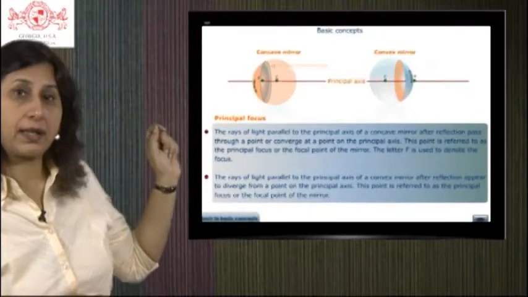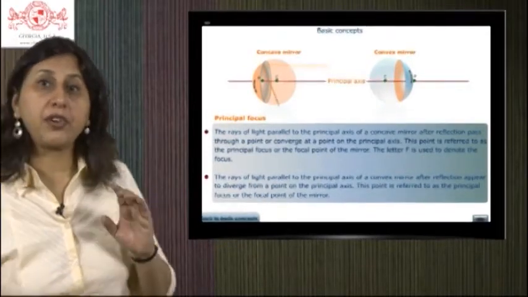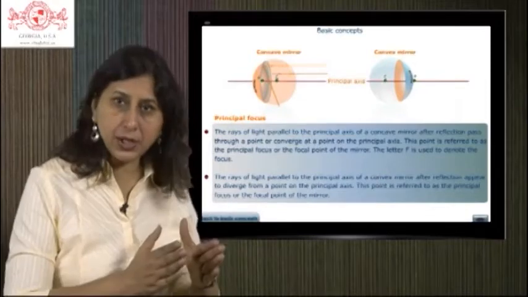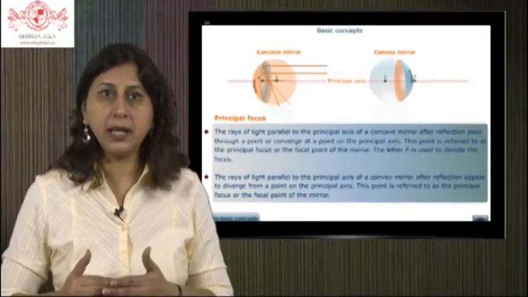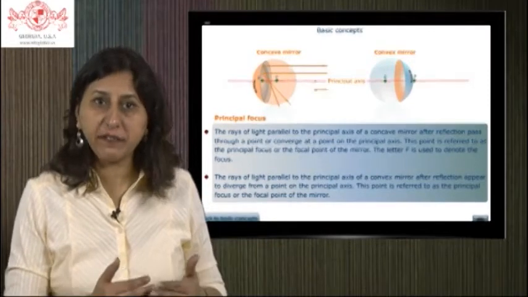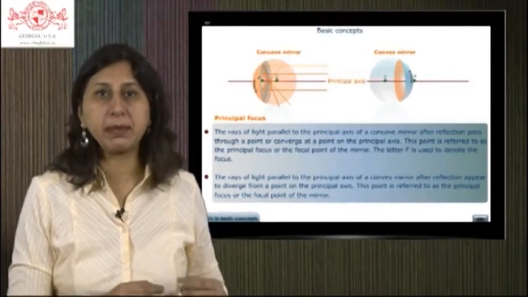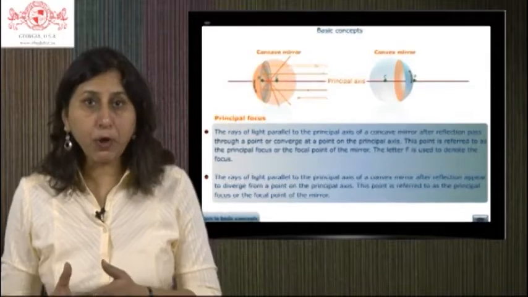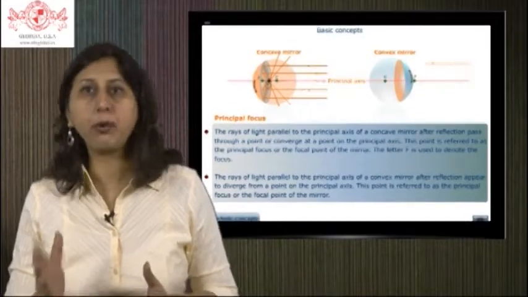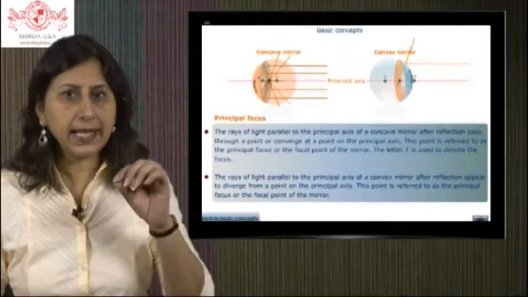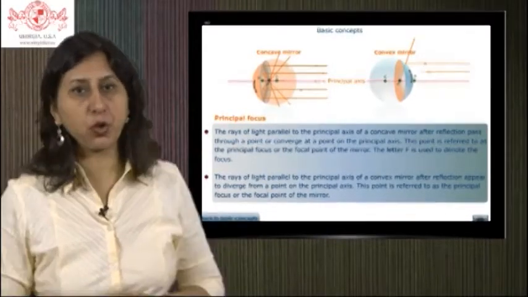Principal focus. The rays of light parallel to the principal axis of a concave mirror after reflection pass through a point or converge at a point on the principal axis. This point is referred to as the principal focus or the focal point of the mirror. The letter F is used to denote the focus.